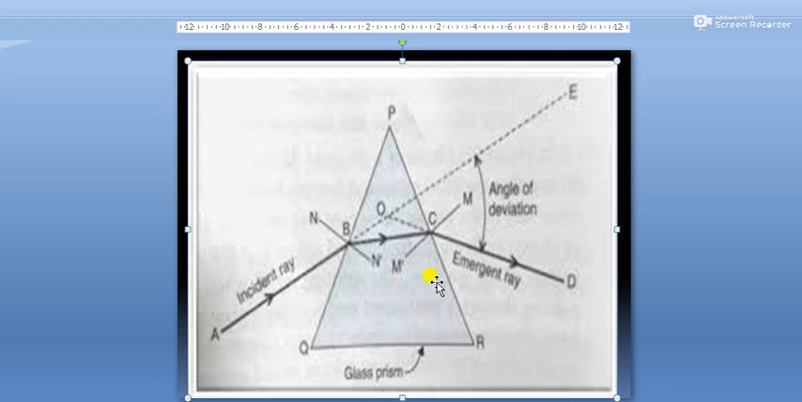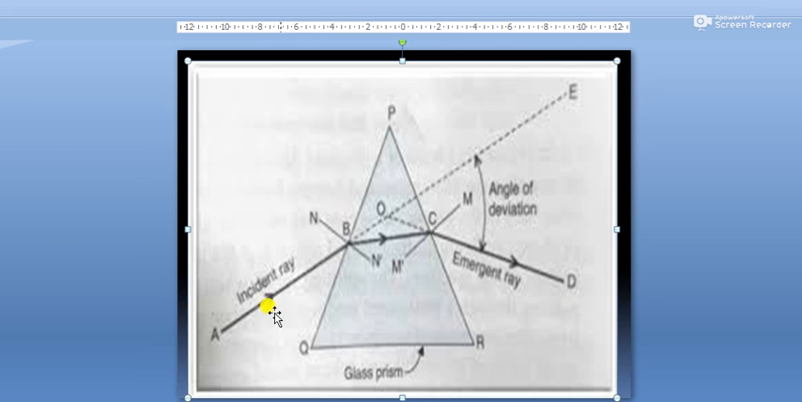Now second time the ray of light is going from BC to CD. It means the ray of light is going from glass to air. So it will bend away from the normal CM. This is our normal MM dash on this face. So the ray of light going from glass to air will bend away from the normal CM. It is bending away from the normal CM. Okay. So here incident ray AB, then it goes along BC and then it goes along CD. So this CD here is the emergent ray.